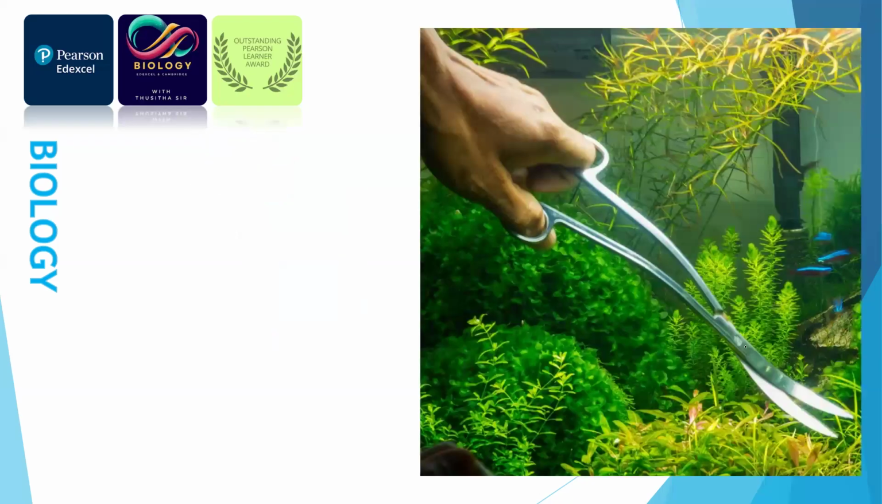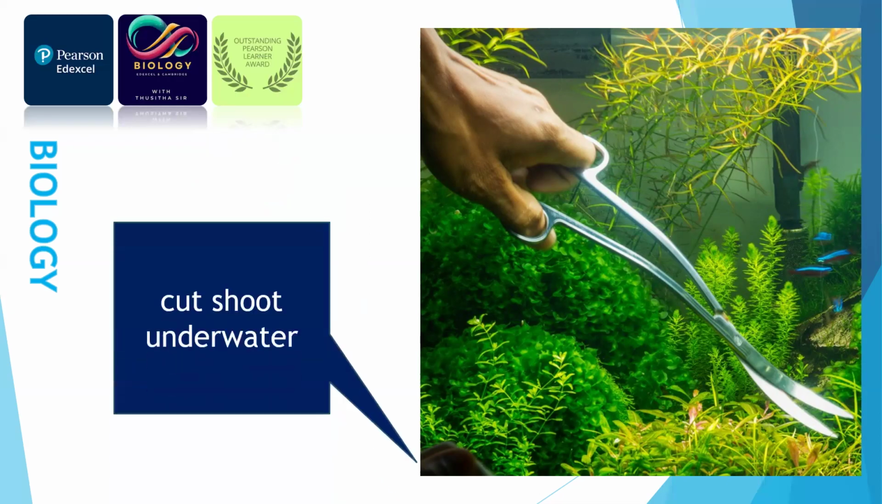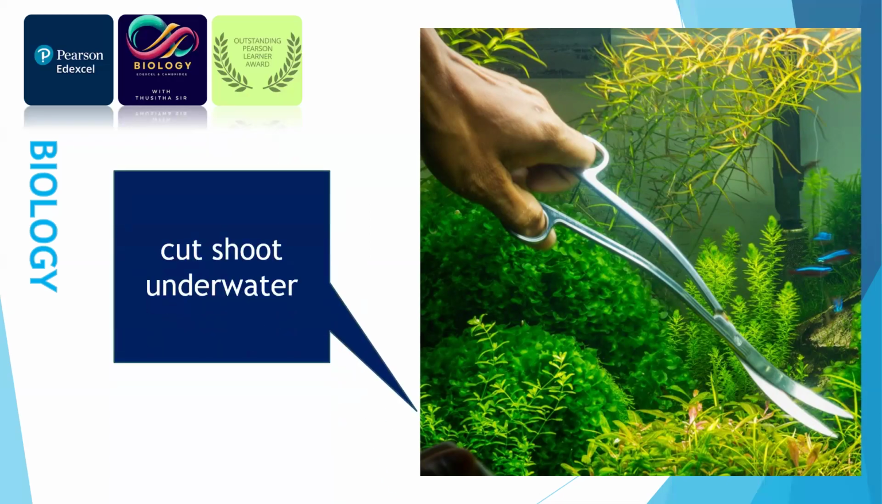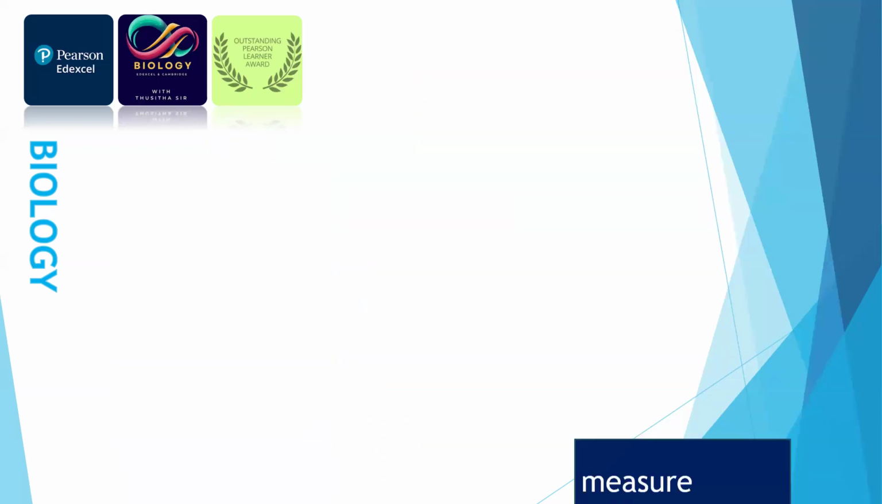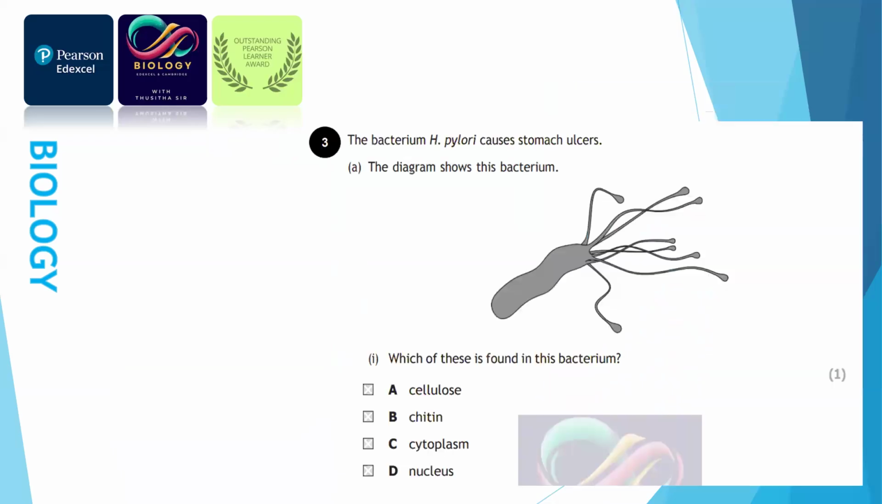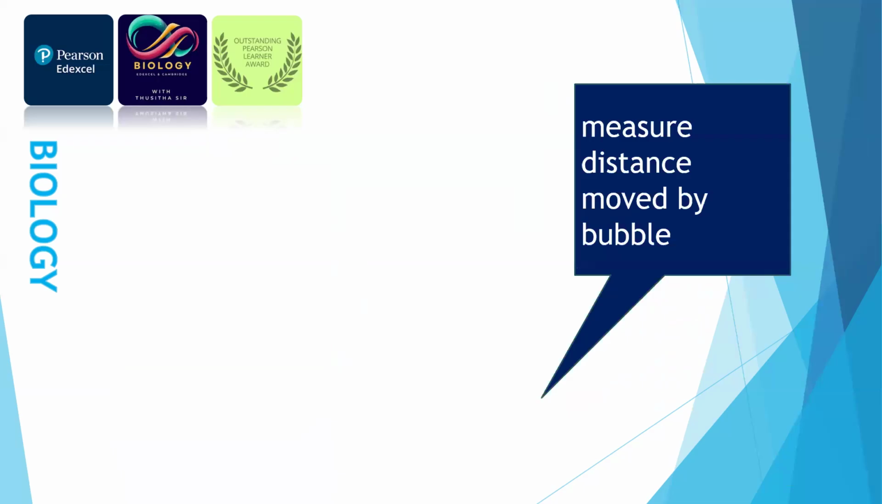And then you say number one, cut the shoot under the water. Why is that? Because if we cut in the air, there's a chance of getting air bubbles, and air bubbles block the xylem, so we can't observe. Second one, measure the distance moved by the bubbles. And then you can set the timer and calculate the rate: distance divided by the time. So I will not invest too much time on this.